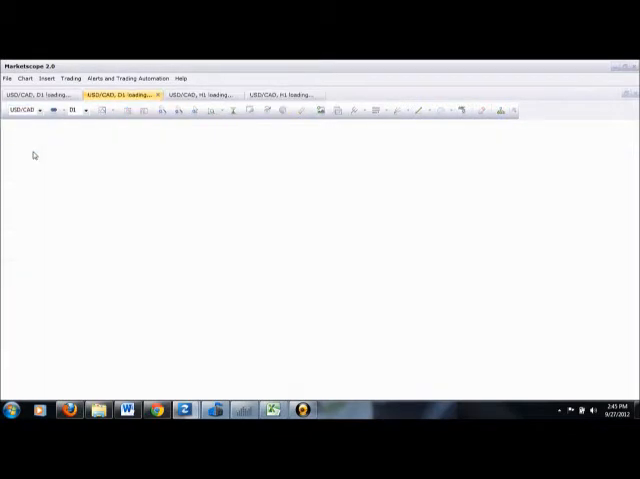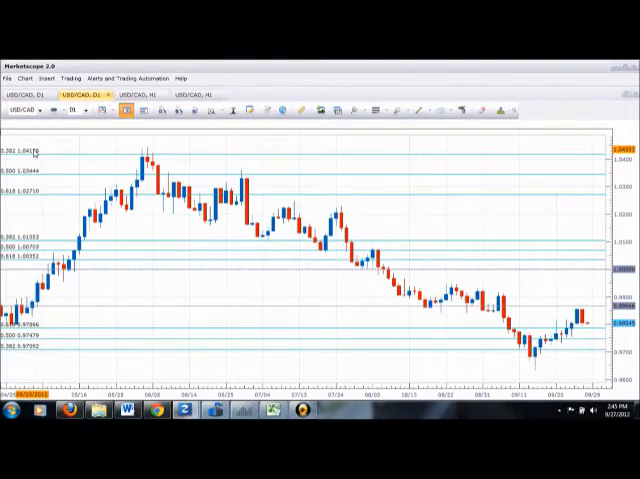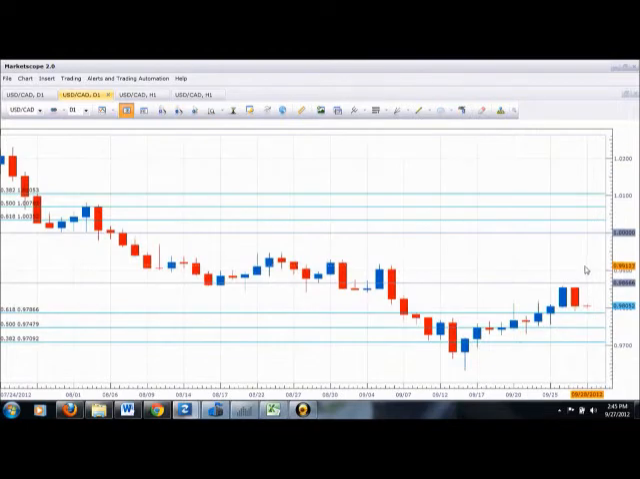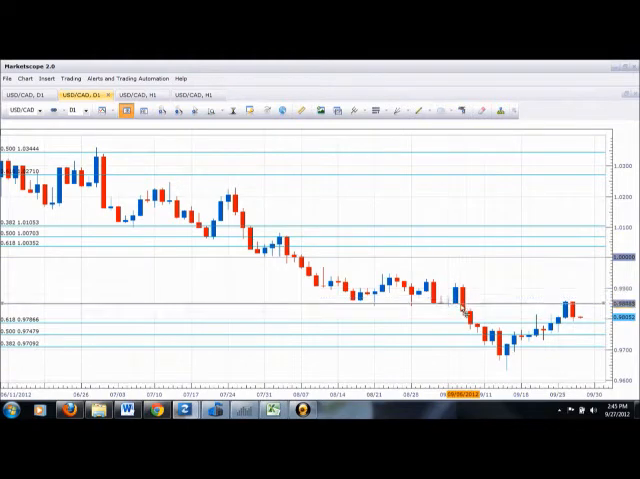Aussie USD, dollar CAD, we have a bearish engulfing at the moment, so it doesn't want to go further, reaching the level of supply at the moment. Likewise, lower lows, lower highs, lower lows.